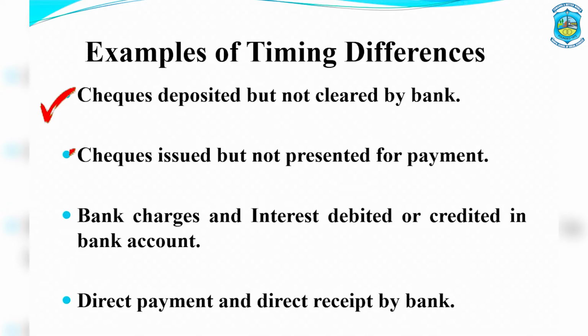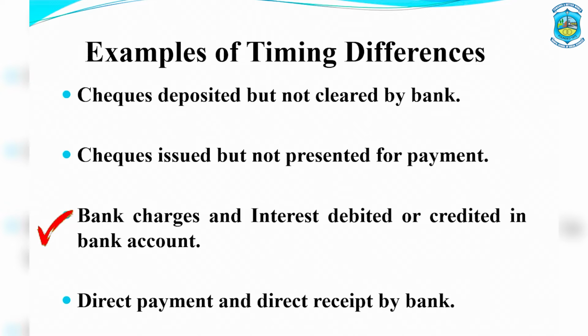Second, checks issued but not presented for payment. It means we have issued these checks in the name of our creditors. After issuing these checks, we have already credited our cash book by the proportionate amount, but these checks have not been presented by our creditors in the bank. Therefore, the bank has not debited this amount from our account. So ultimately, in comparison with our cash book, our passbook or bank account balance has wrongly been increased.